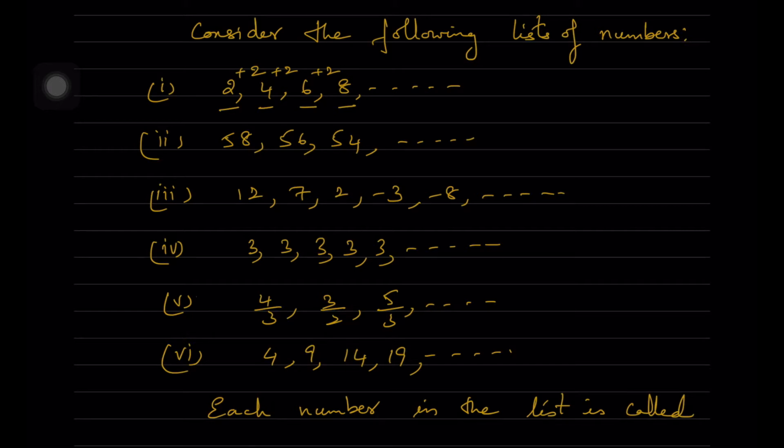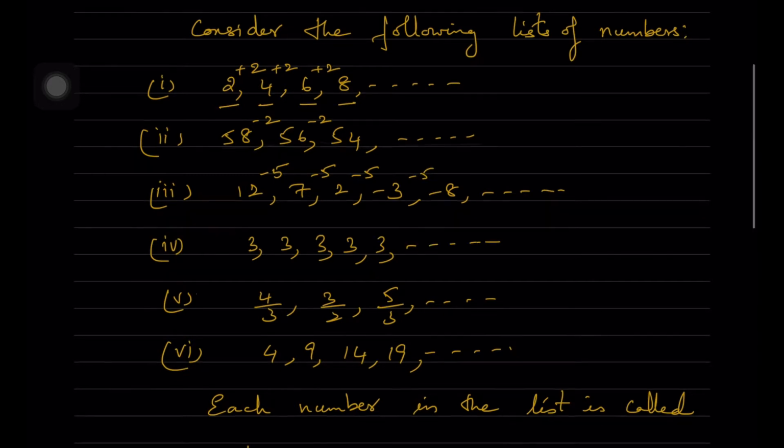In the second sequence, what is happening? If you subtract 2, 58 minus 2 is 56. 56 minus 2 is 54. So the next term will be 54 minus 2, which is 52. Now in the third one, what do you see? You can see what the difference is over here. It is 12 minus 5 is 7. 7 minus 5 is 2. 2 minus 5 is minus 3. Minus 3 minus 5 is minus 8, and so on.